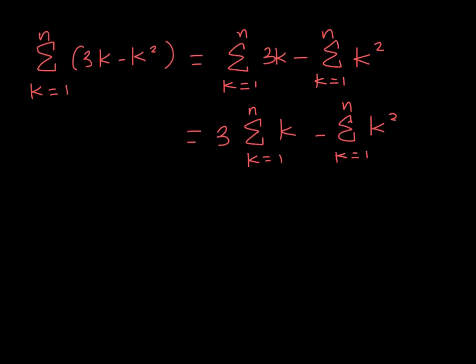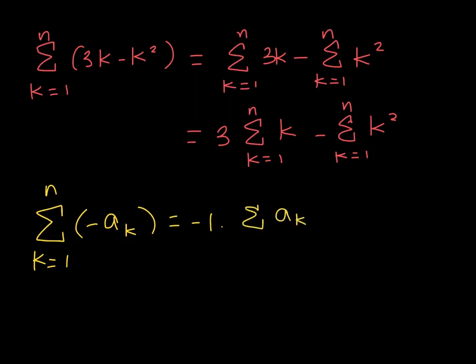Let's look at another example. What if we come across something like the sum of negative a sub k, as k goes from 1 to n? Well, that negative can be considered to be a negative 1, so we can factor that out, like a negative 1 times the sum of a sub k, as k goes from 1 to n.